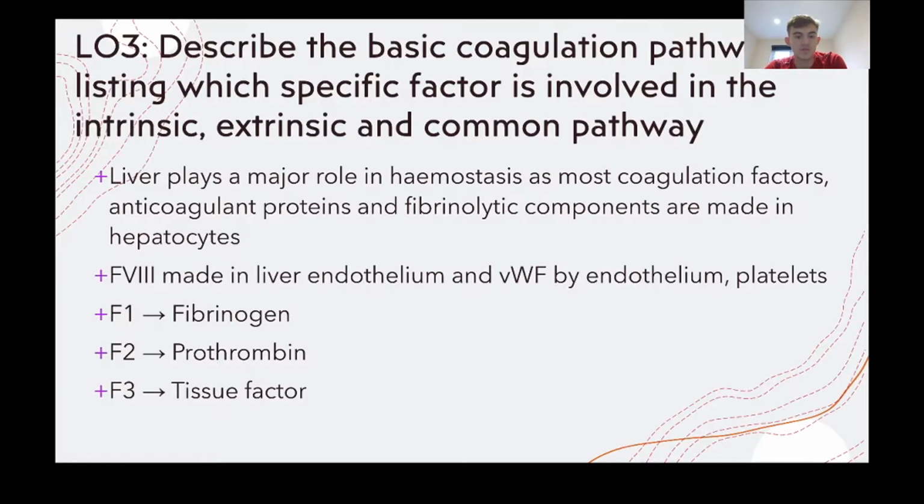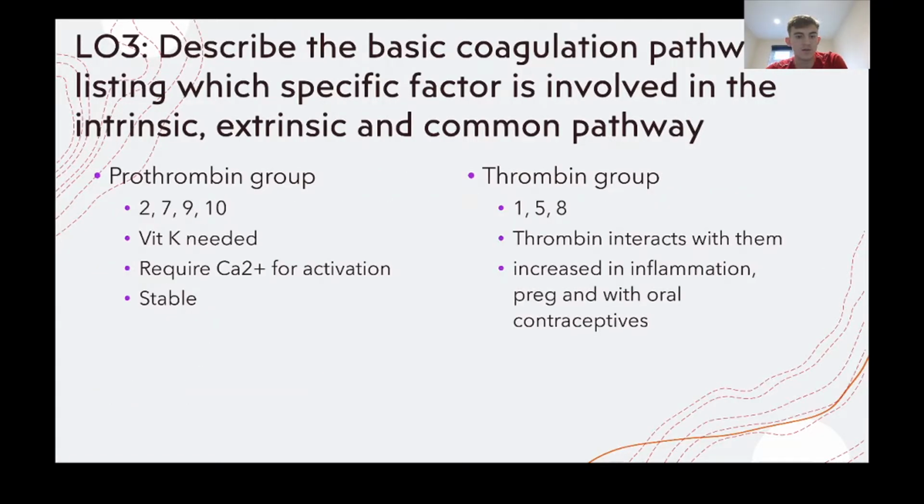So a quick breakdown of some of the factors. So factor 1 is fibrinogen, factor 2 is prothrombin, and factor 3 is tissue factor. So these factors that we talked about are divided into two groups. So 2, 7, 9, 10 factors. They require vitamin K for metabolism to be made, as well as these calcium 2+ ions for activation. On the other hand, we've got this thrombin group, 1, 5, and 8. So thrombin interacts with them, and they can cause an increase in inflammation. They also increase in pregnancy and with oral contraceptives.